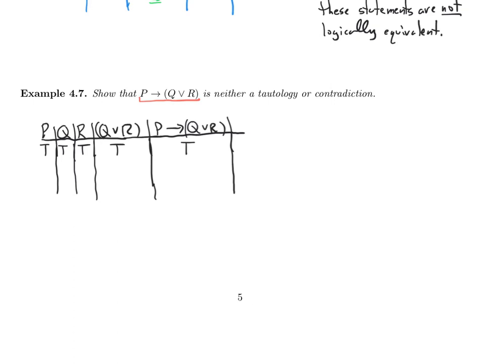The second one, well, we need it to be false. So we need that the if part is true and the then part is false. So we want P to be true. We want Q or R to be false. So the only way to do that is to have both Q false and R false. So in this situation, we have the if part true, the then part false. So we know that the expression is false.